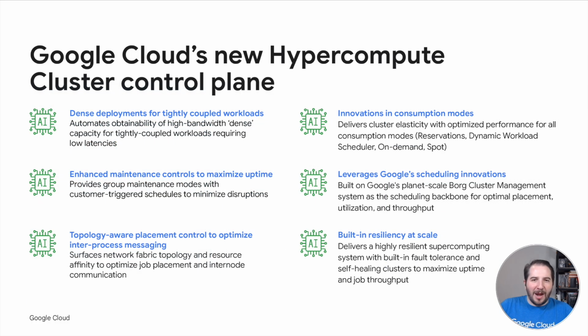At the core of the AI hypercomputer is a new control plane that understands clusters the way that HPC and AI workloads do. That means that dense deployments, new consumption models with dynamic workload scheduler, enhanced maintenance controls, scheduling innovations, topology awareness and controls, and improved resiliency and fault tolerance for large-scale clusters come to fruition. Let's dive into the specifics of how a few of these features work.